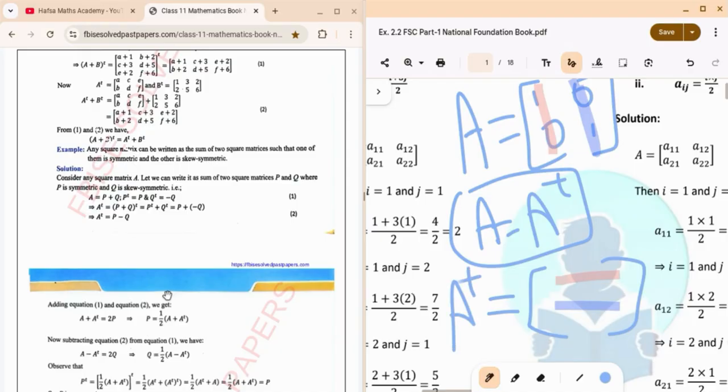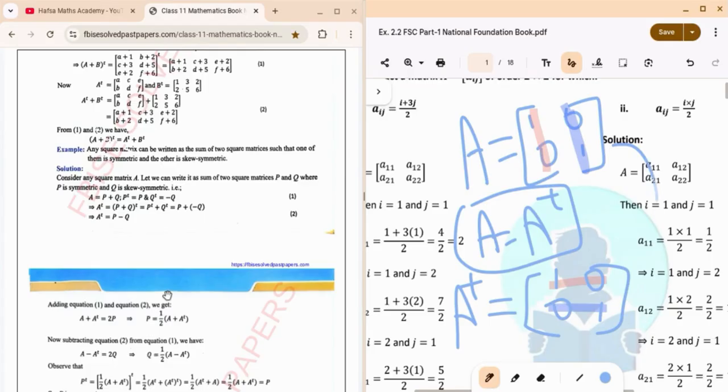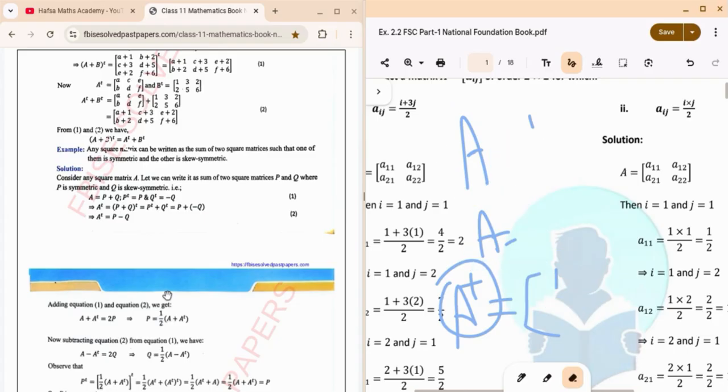It's going to be A transpose, this column into a row, this column into a row. Now, as you can see, both of our matrices are the exact same. So that proves that it is symmetric. The original matrix is equal to the transpose of the matrix. So that means that it is a symmetric matrix.